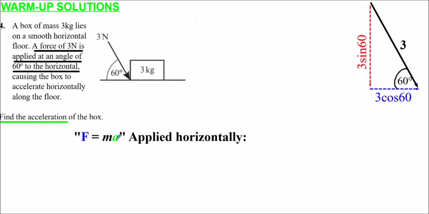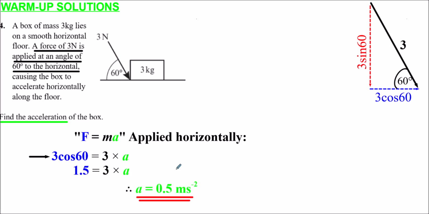So if we substitute in what we know, 3 cosine 60 equals 3 multiplied by a. Now cosine of 60, where 60 is in degrees, that's actually an exact trig value. That's going to be 0.5. So 3 times 0.5 is 1.5. So 1.5 equals 3 multiplied by a. Therefore a is 1.5 divided by 3, which is 0.5. Therefore the acceleration of this box along the floor horizontally is 0.5 meters per second to the minus 2.